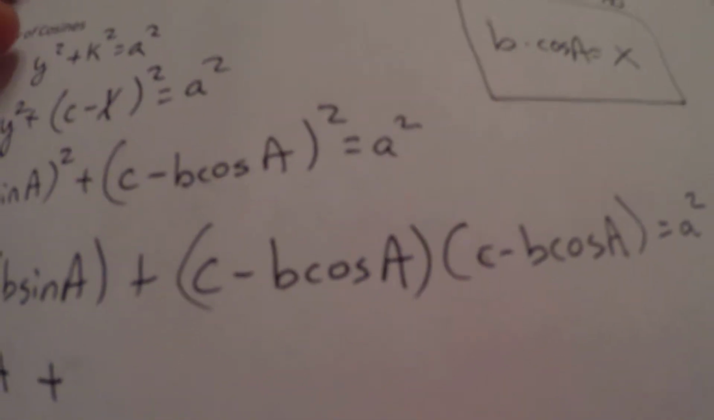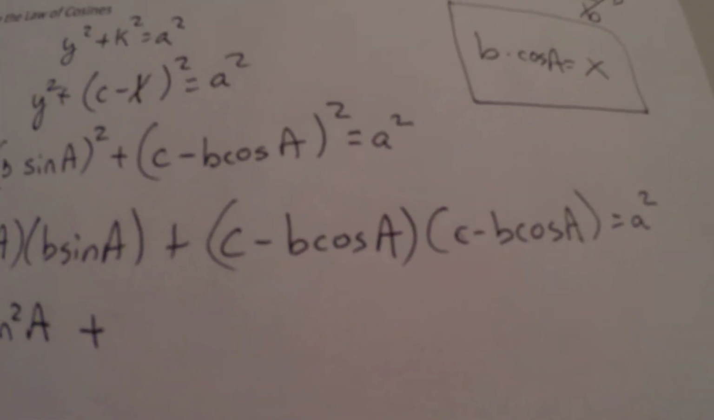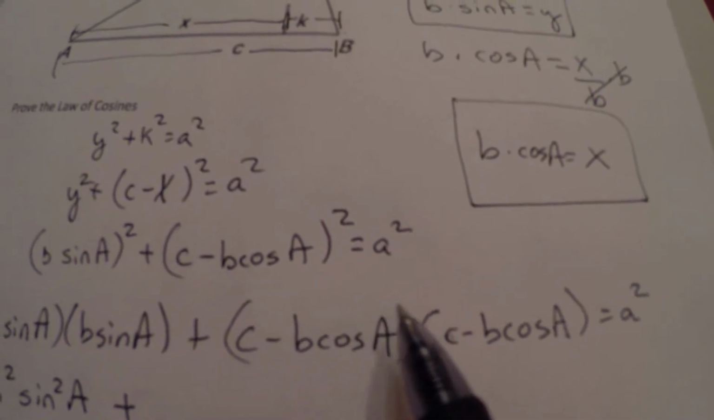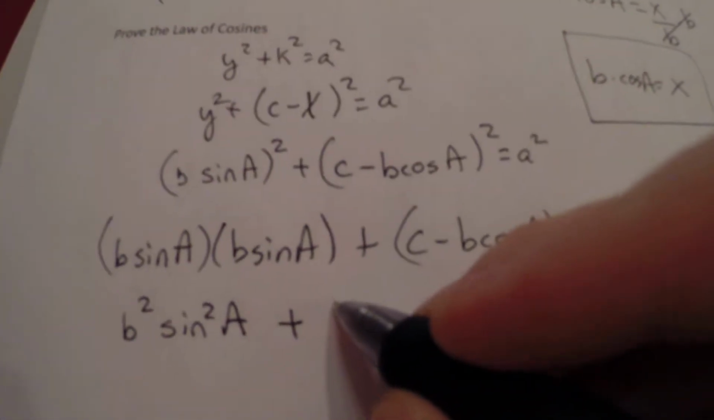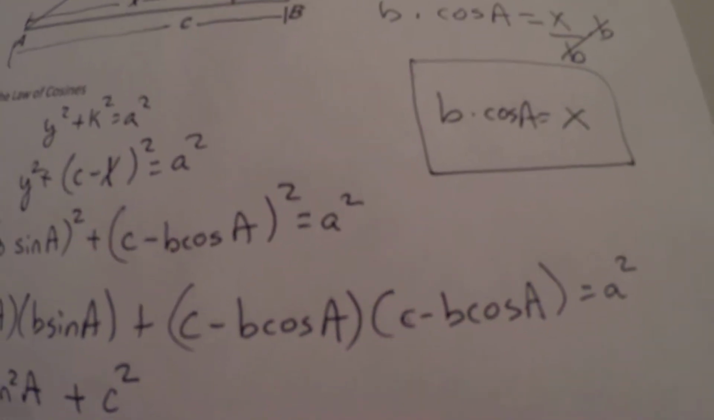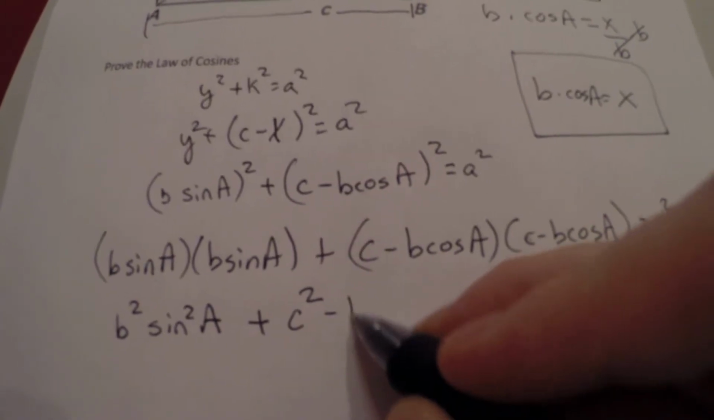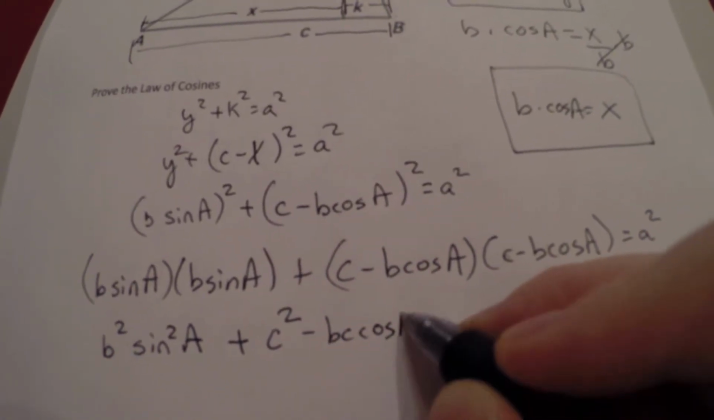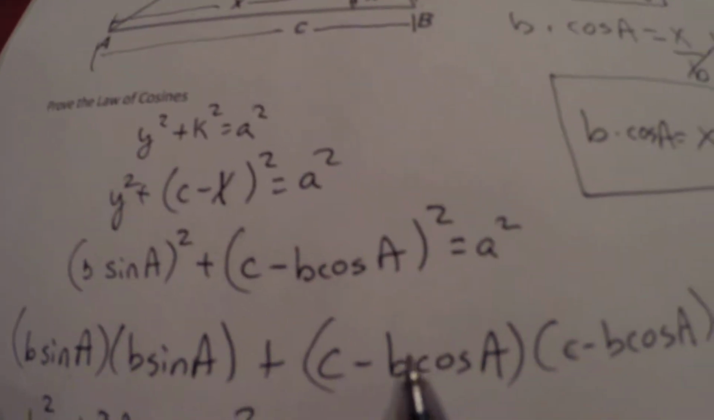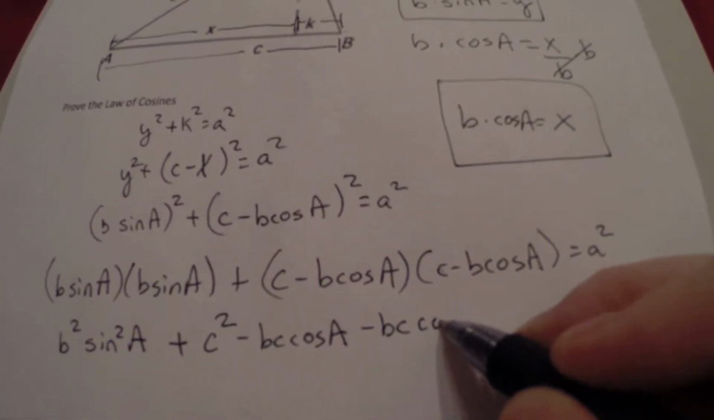This is the fun part. Whee! Get the foil. Okay, so now we're going to foil. So c times c is c squared. Hopefully you see that. c times negative b cosine a is negative bc cosine a. Negative b cosine a times c is negative bc cosine a.